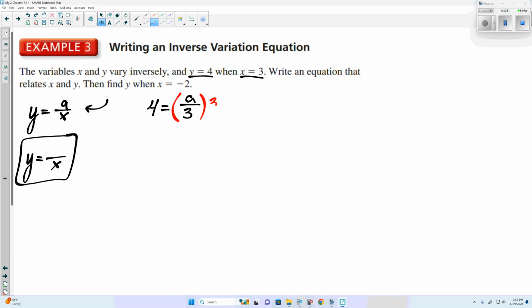So the way we can find that is, well, we can multiply both sides by 3. These here will cancel, telling us a is 12. So the equation relating x and y is y equals 12 over x. So that's half the answer.